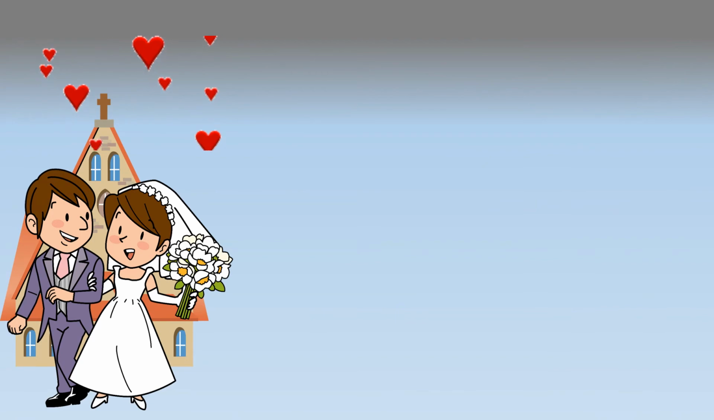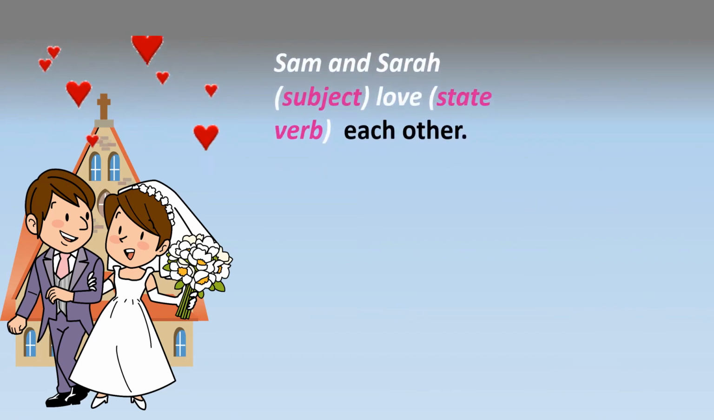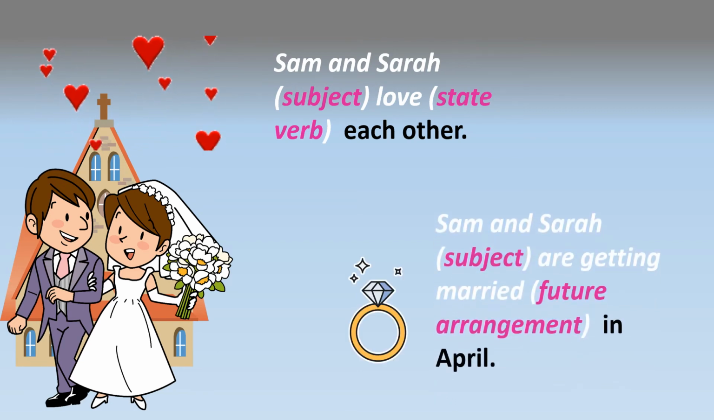Okay, we're going to practice this a bit more. And now let's look at Sam and Sarah. Sam and Sarah are two people in this picture, and we are talking about their state. Sam and Sarah, the subjects, love each other. So because we are talking about their state, we are using the present simple in that sentence. Now we're talking about their arrangement. Sam and Sarah, the subjects, are getting married in April. This is an arrangement. Therefore, you would use a present continuous tense.